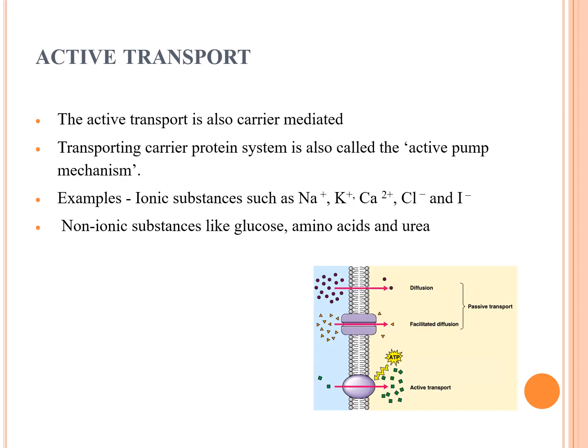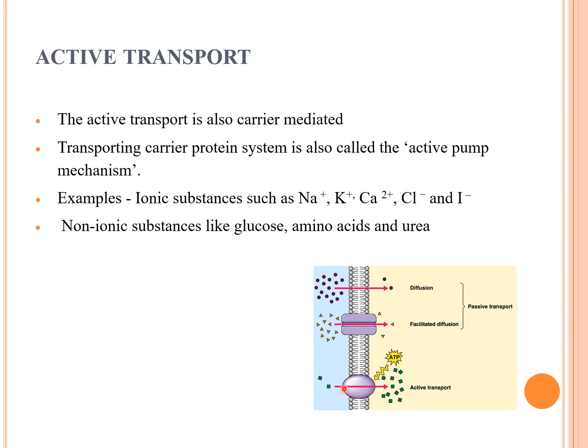This active transport is also carrier mediated. Yesterday we studied facilitated diffusion. I told you the other name for facilitated diffusion is carrier mediated diffusion, because it uses carrier protein to transport substances. In simple diffusion, lipid soluble substances simply diffuse through the cell membrane, whereas lipid insoluble substances, for example glucose and amino acids, are transported through carrier proteins from higher concentration to lower concentration. That is why it is called carrier mediated or facilitated diffusion.